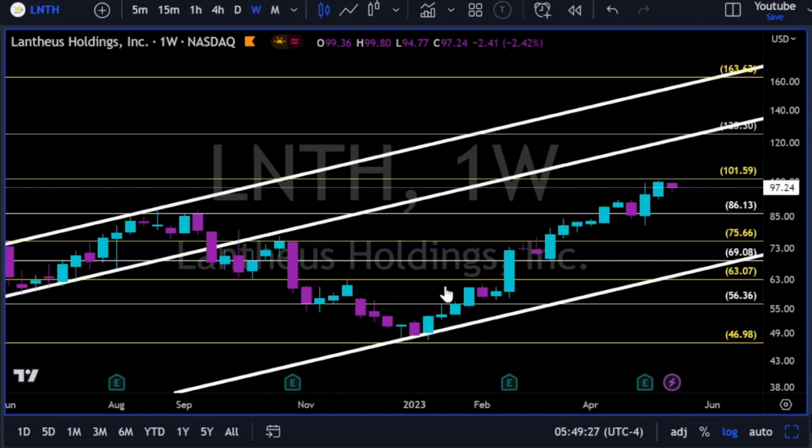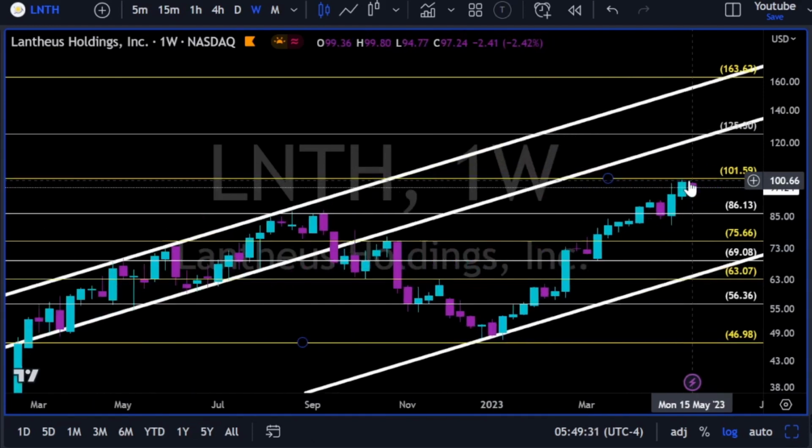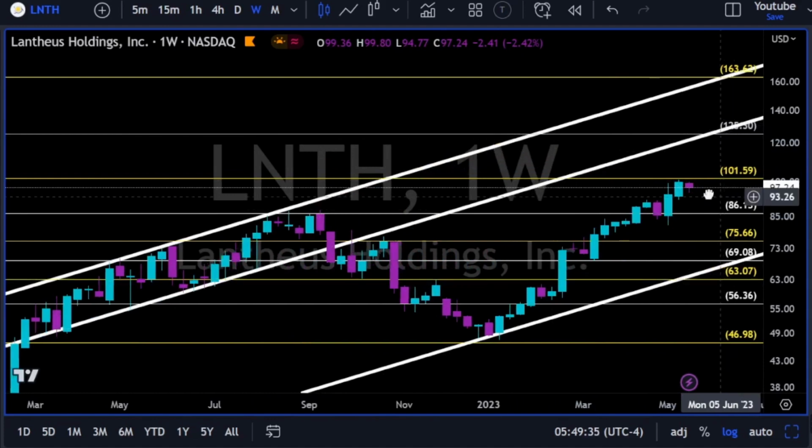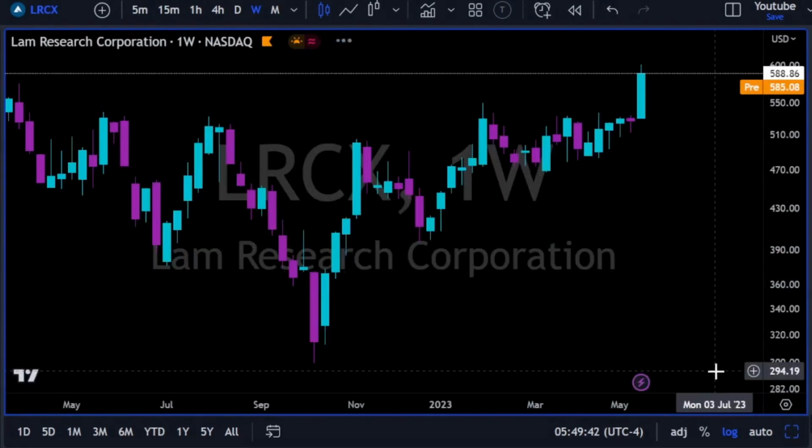LTNH is the next on my list. Continuation above 102 towards this white trend line with the 126. We might start getting short below the 86 towards this white trend line.